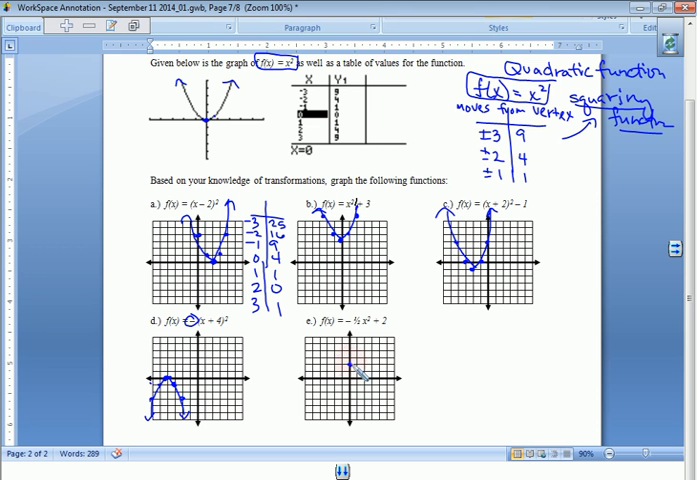Up 2. 0, 2. Okay, the negative lets me know my parabola is going to open which way? Up or down? Down. Okay. Now what would the 1/2 do? It's a vertical shrink.